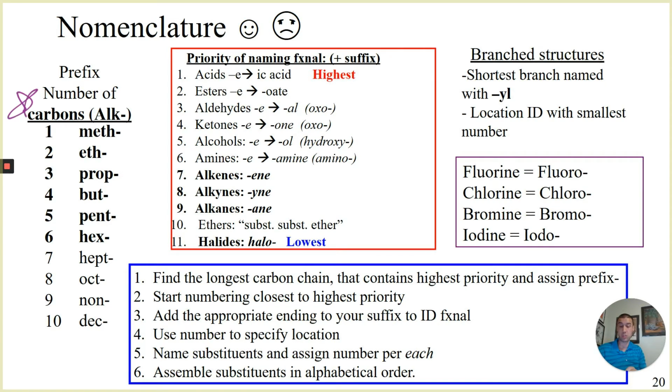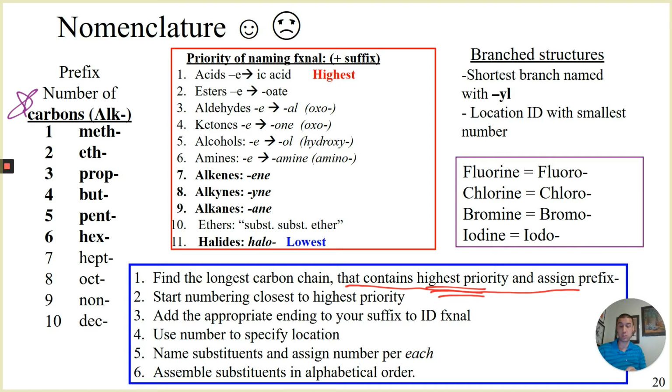So first and foremost, we do need to know our prefixes and what they mean: meth, eth, prop, but, pent, hex, hept, oct, non, and dec, representing the number of carbons in the longest carbon chain that contains the highest priority functional group. That highest priority functional group is a really important aspect because you can end up with a really long carbon chain that doesn't contain a high priority functional group, and now you run into this dilemma of which way do you name it. So you have to name based off of the highest priority. What is the priority of those functional groups?